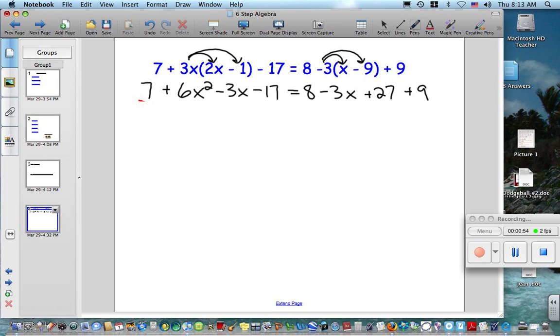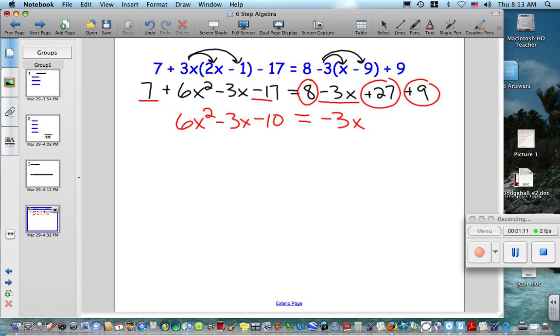The next step is to collect the like terms. So I can join the 7 and the minus 17 together, and that'll leave me with 6x squared minus 3x minus 10. On the right-hand side, I'm going to just leave the negative 3x alone. And I'm going to combine the 8, 27, and the 9 to make positive 44.